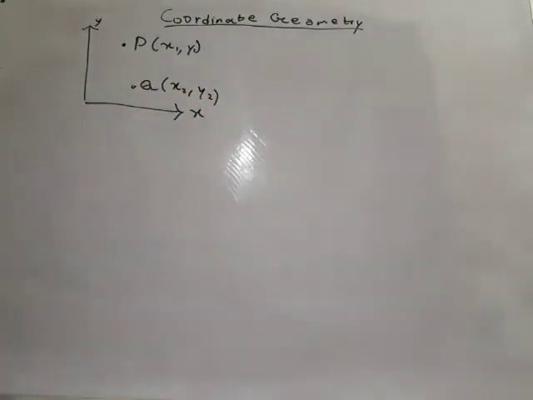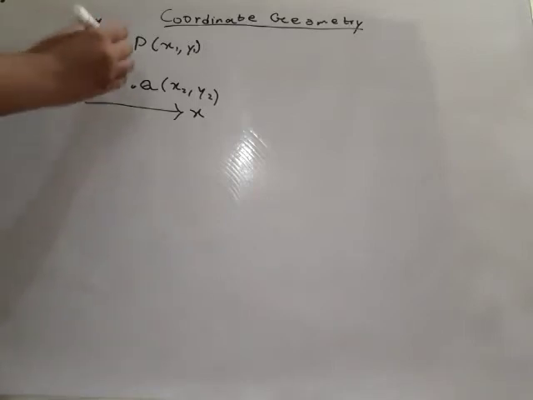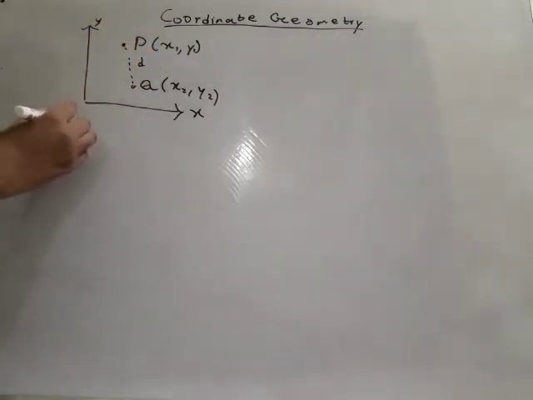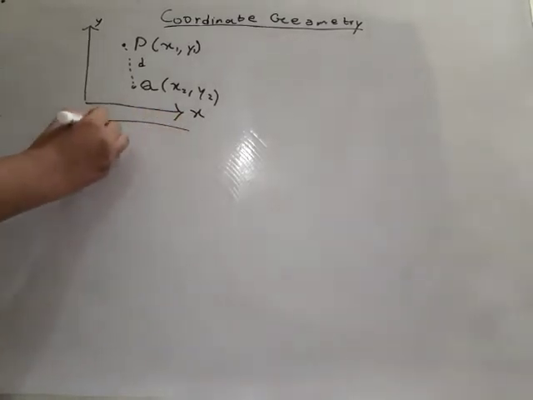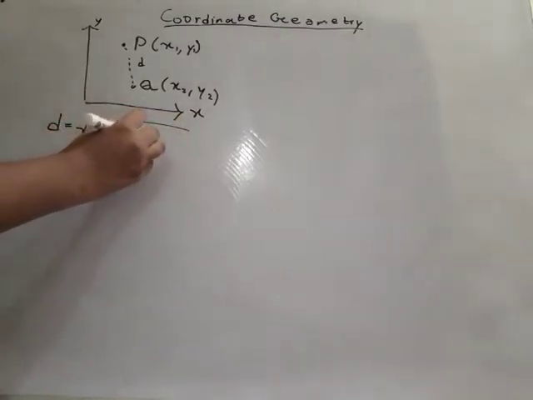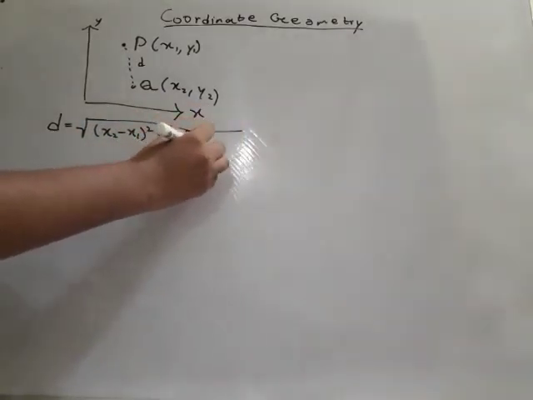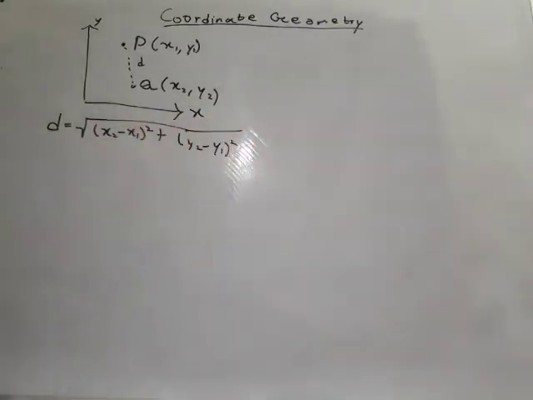Okay, so the first topic in today's video is the distance formula. What is the distance formula? The distance formula gives us the distance between 2 points. Let us assume we are finding the distance between P and Q. Let it be D. So D will be equal to root under x2 minus x1 whole square plus y2 minus y1 whole square.